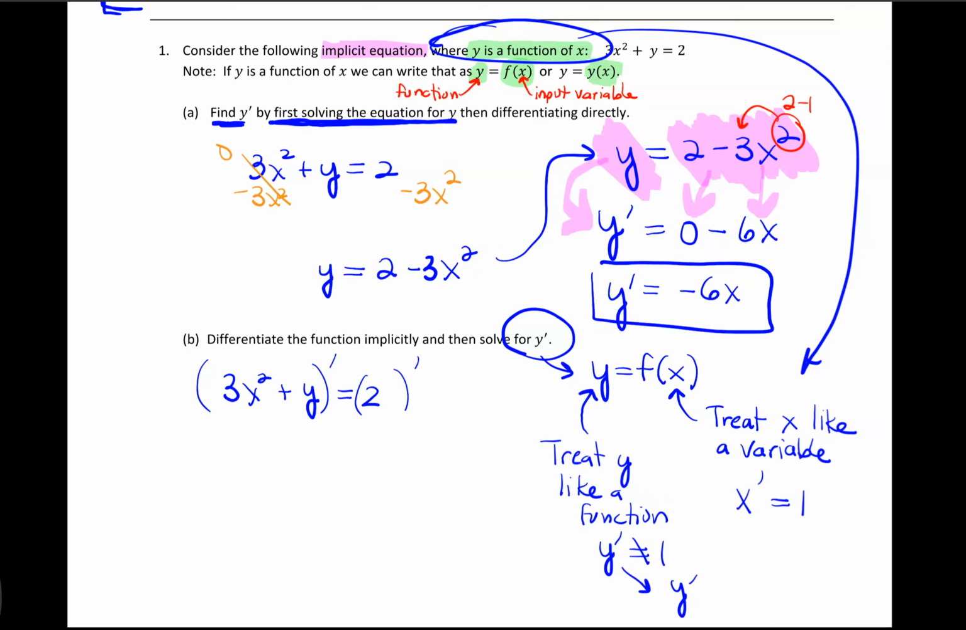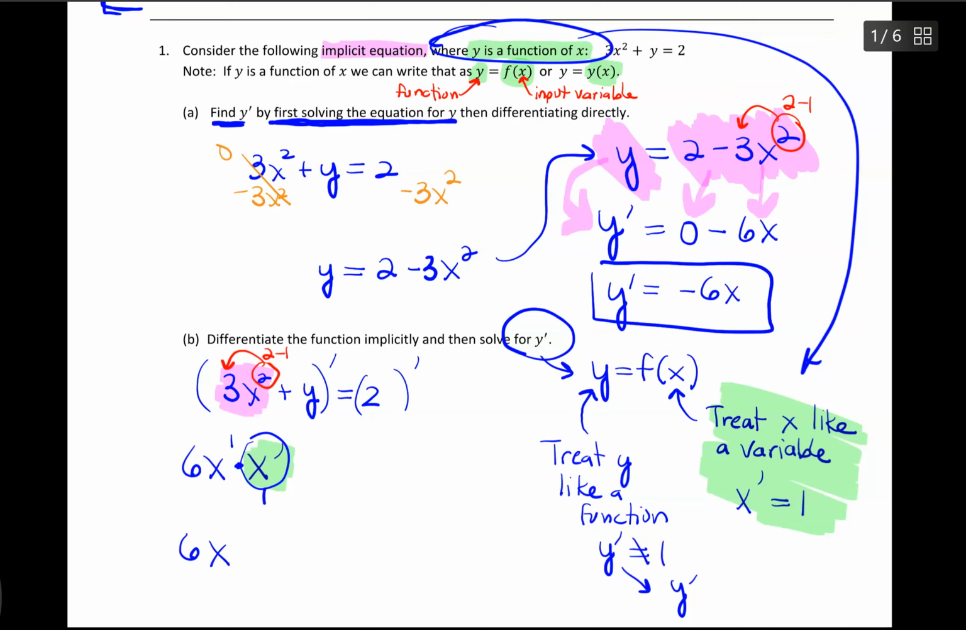So let's go ahead and take the derivative of each of these. I'm going to take the derivative of this first term right here, 3x squared. So I'm going to do my power rule. That's going to be 6, rewrite my base, decrease the exponent by 1, and technically tack on the derivative of the base, right? But since I'm treating x like a variable, this derivative is a plain old 1. So I'm just going to get 6x. And we don't write that exponent 1 there, okay?